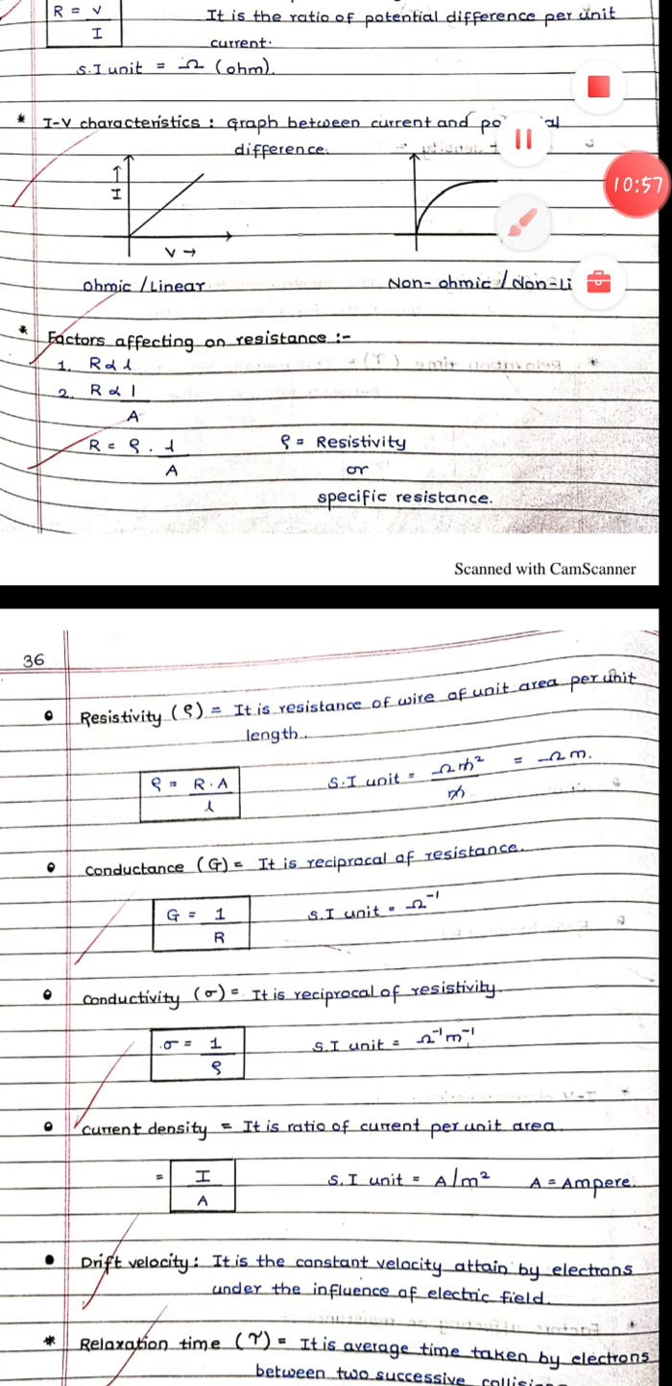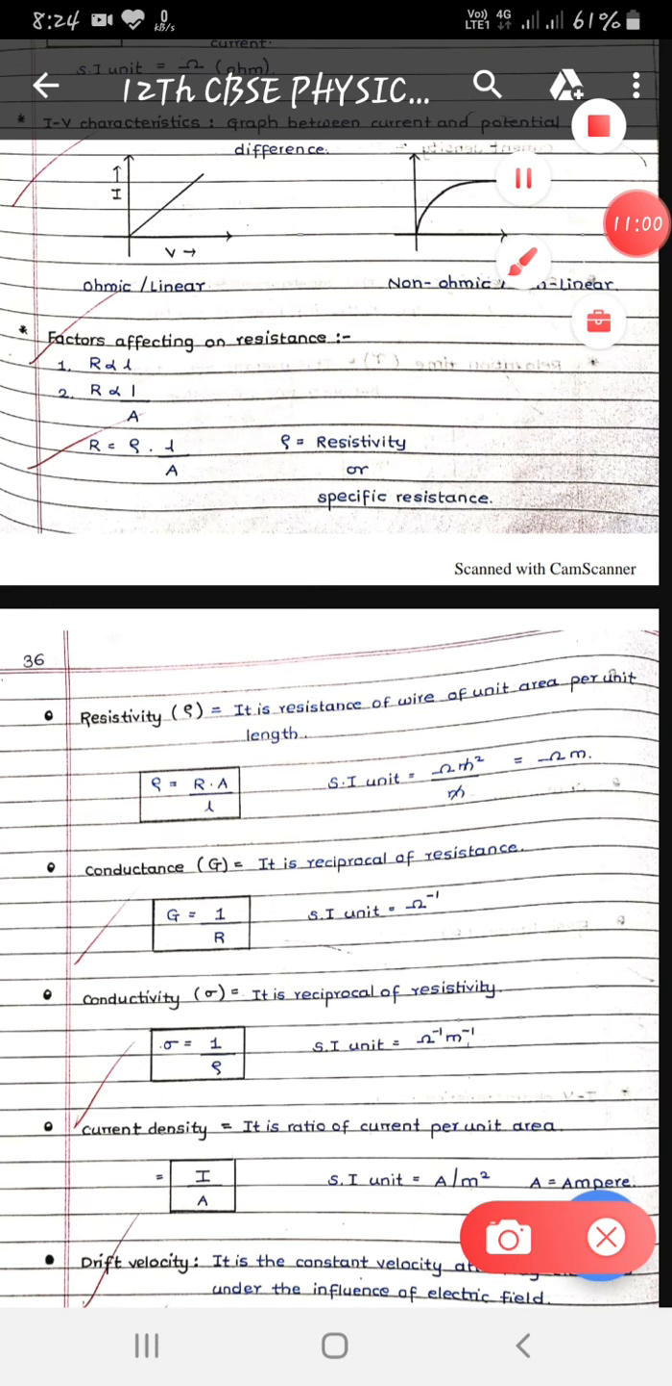Then the next point, we have also done in class 10: factors affecting the resistance of a resistor. Okay, so what are the four different factors which can affect the resistance of the resistor? There are four main factors. The first basic factor is the temperature.